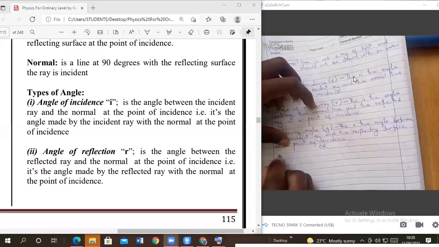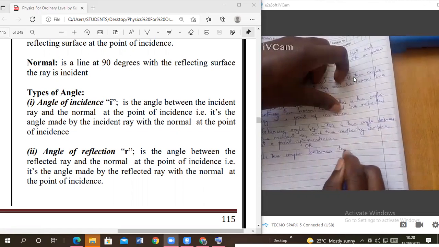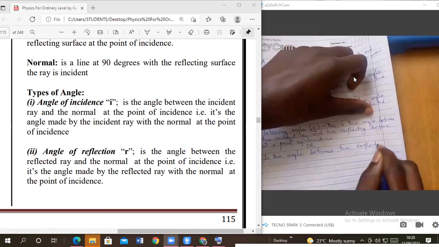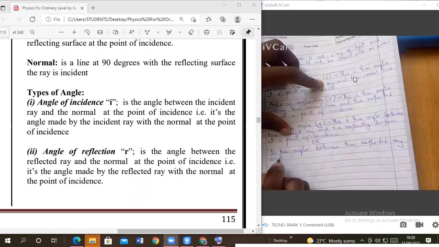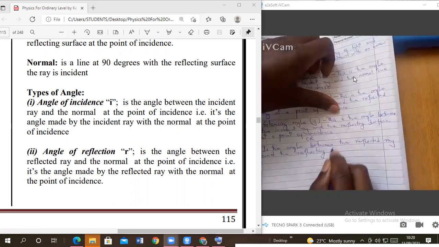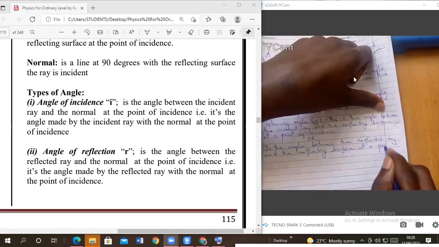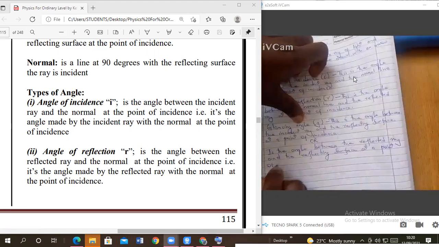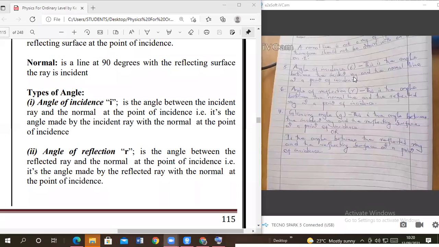So someone can also say, it is the angle between the reflected ray and the reflecting surface at a point of incidence. Members, are we together on that?